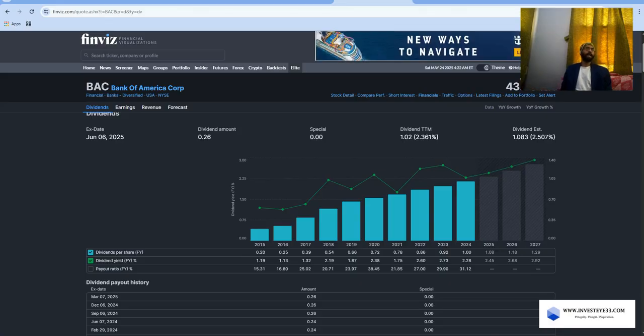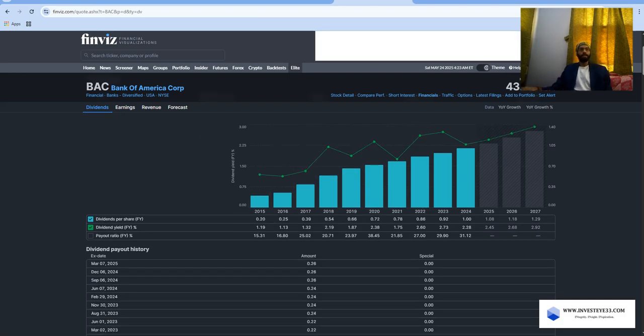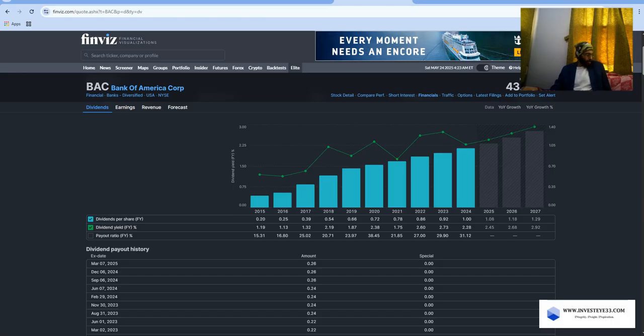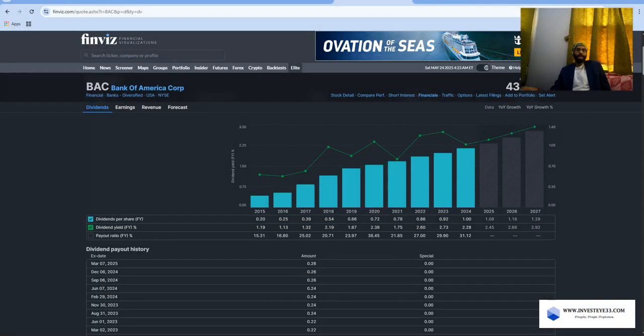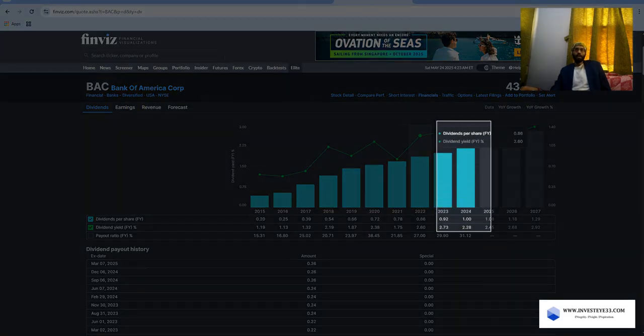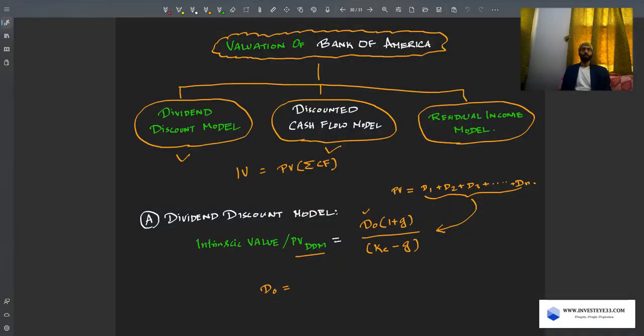Now friends, this is a website called finviz.com. And here we can see the dividends per share per year for Bank of America Corp. And here you can see in the year 2014, the dividend is $0.20. You can see here, let me highlight it. In 2015, the dividend per share is $0.20, right? And in the year 2024, the same dividends has increased to $1 per share. So the current dividends is $1. So we write D0 is $1, right?